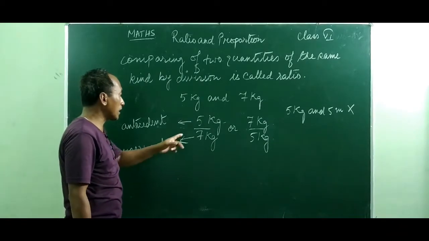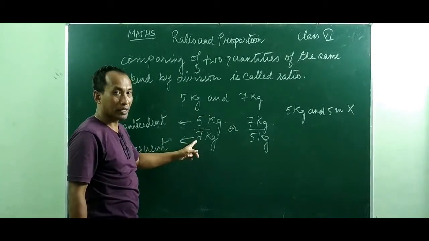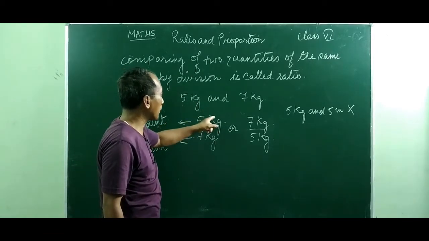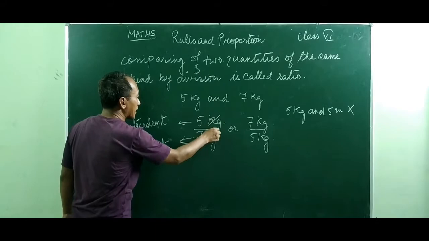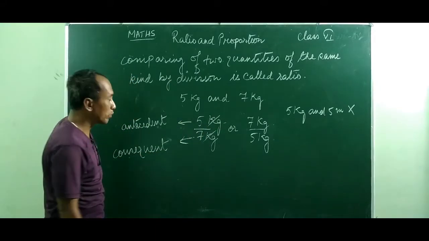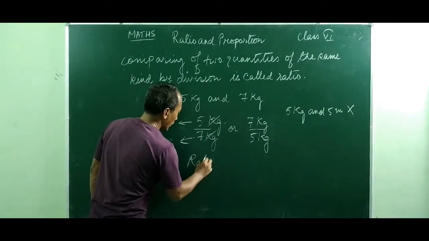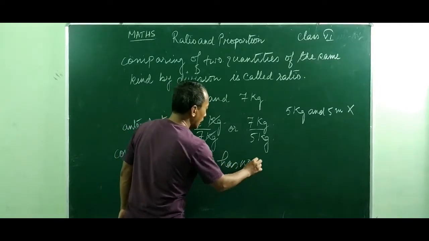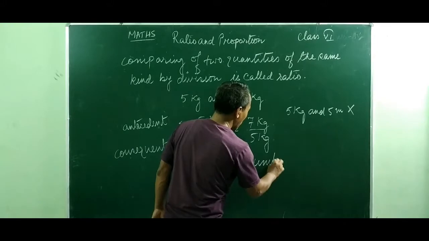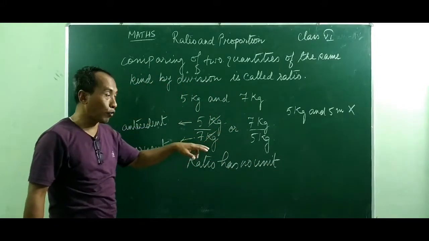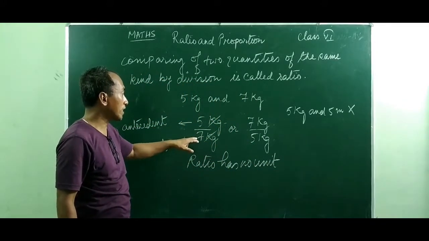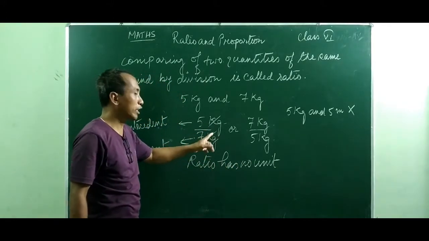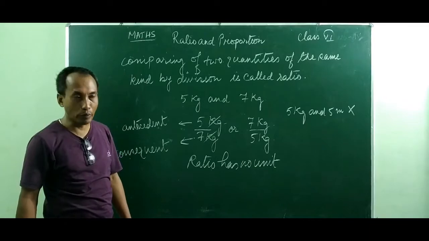So since ratio is compared between the quantities of the same kind, when the units are cancelled, ratio has no unit. Ratio has no unit. But ratio must be formed between the two quantities having the same unit. But after forming, the ratio does not have any unit.